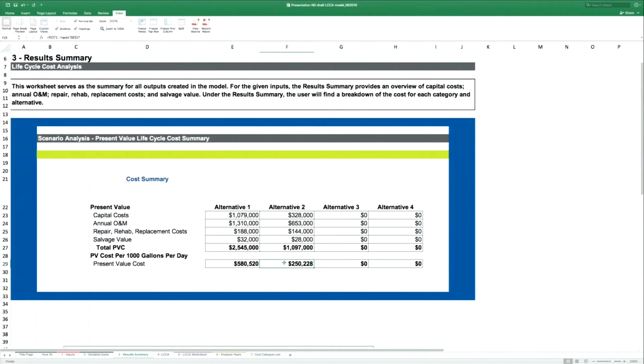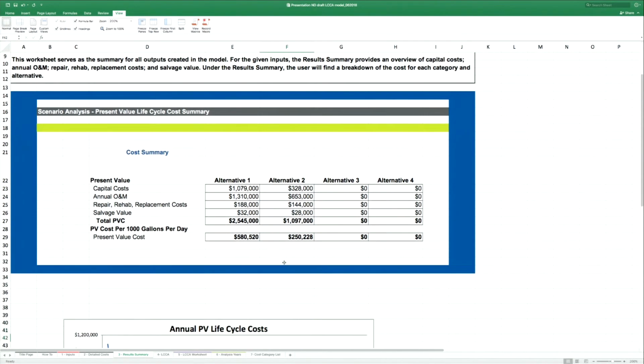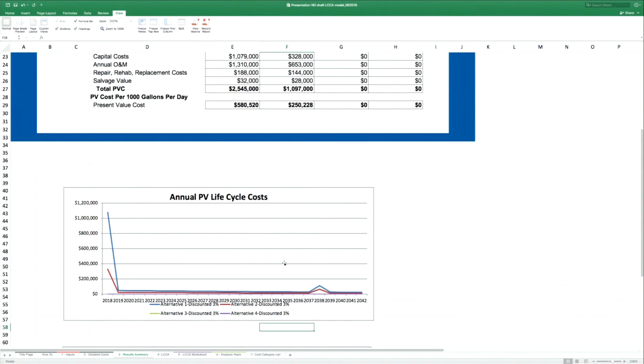So alternative two, as this present value calculation, the life cycle cost analysis shows, is the cheaper alternative to go with. If you wanted to look at where these cost streams come in.